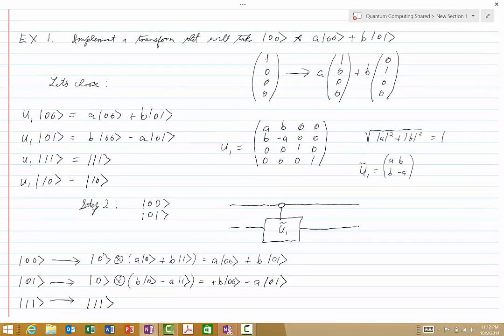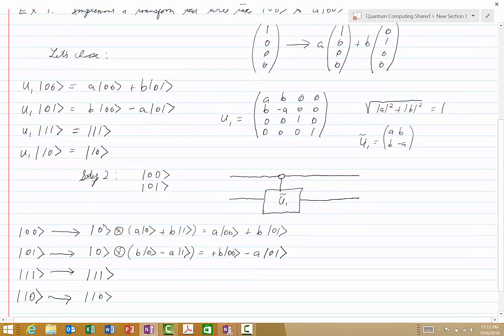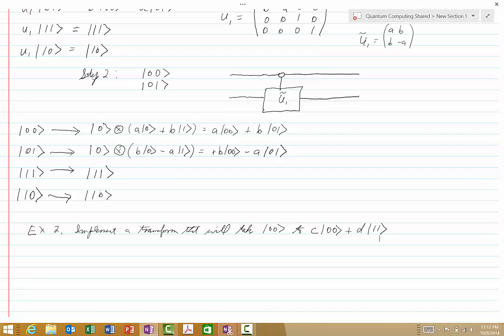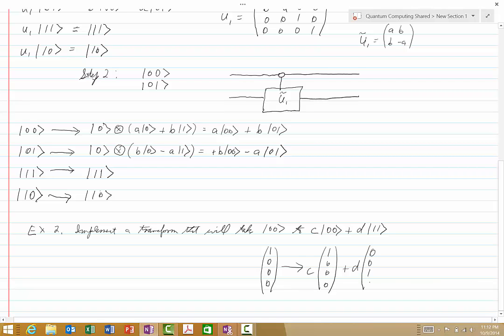Okay, so similar to what we have here. Again, if we look at the vectors involved, this means that 1, 0, 0, 0 will be going to C times 1, 0, 0, 0 plus D times 0, 0, 1, 0.